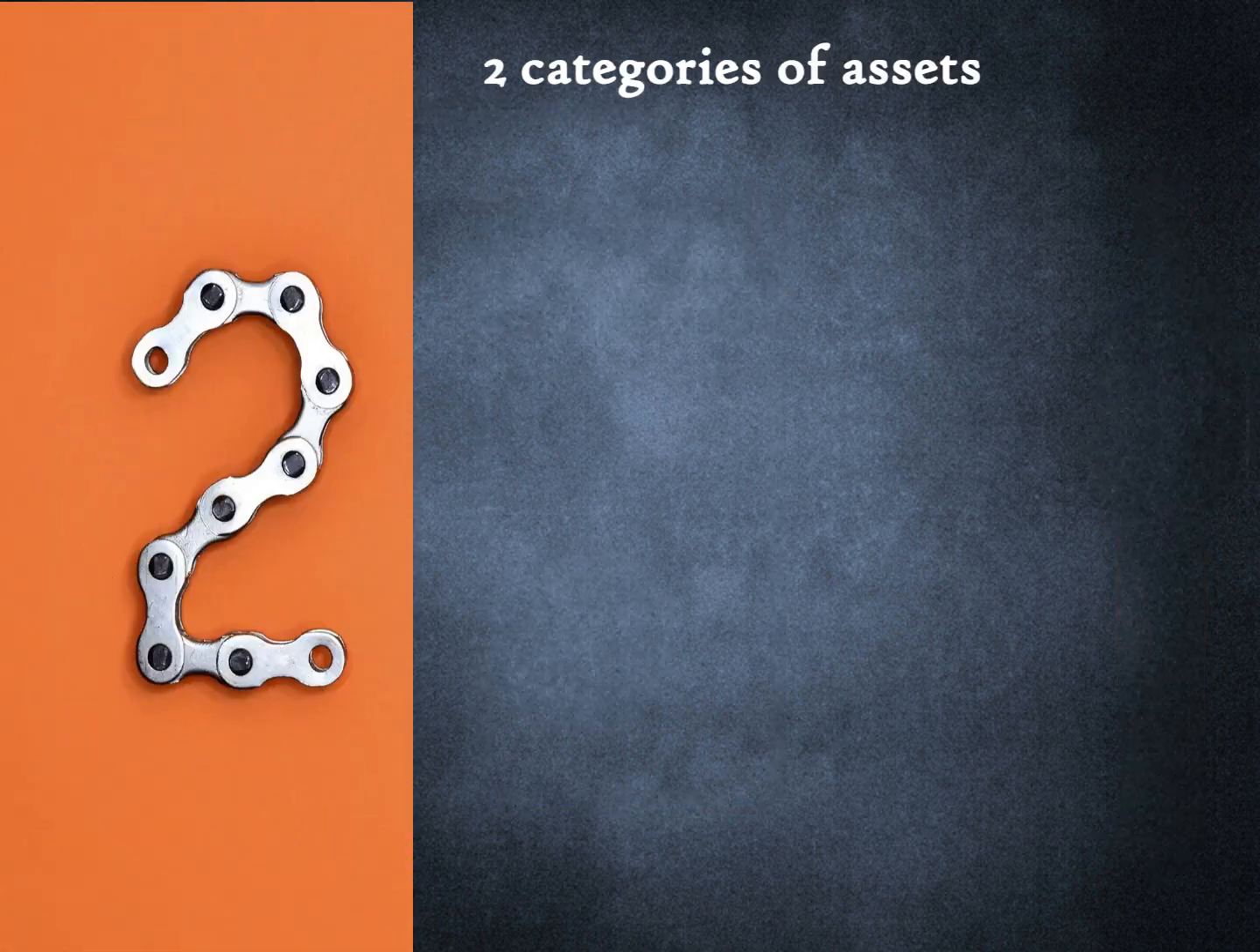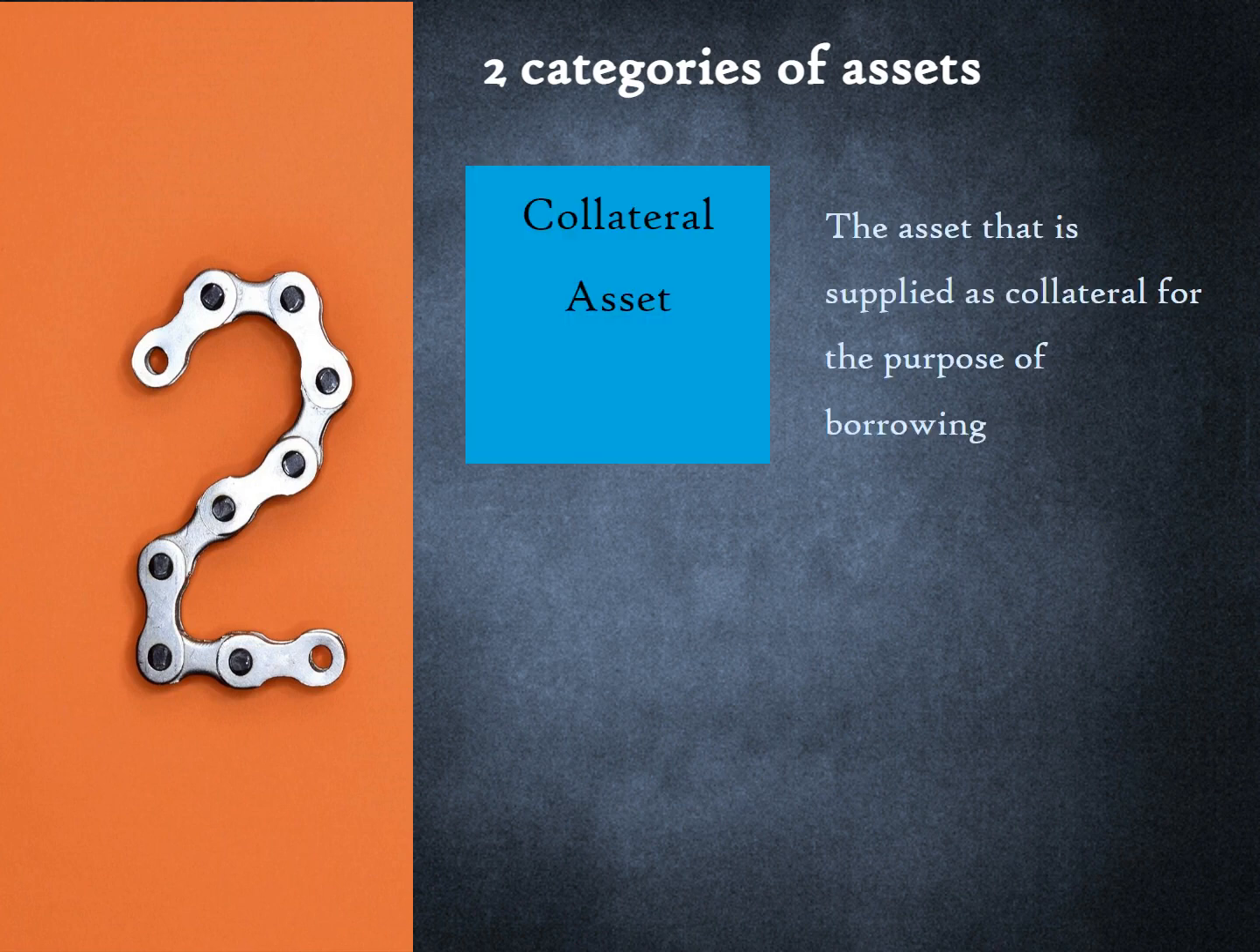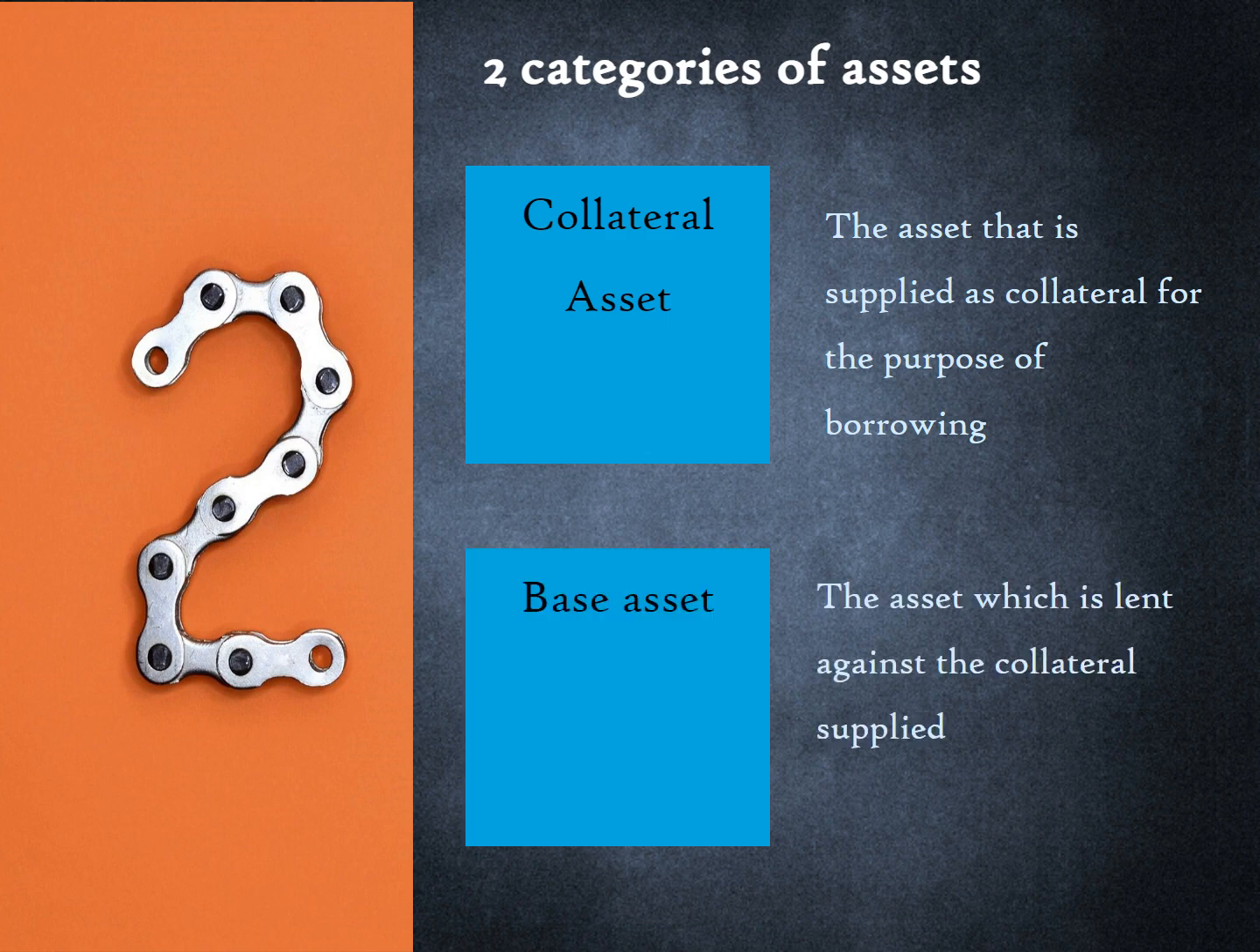2 categories of crypto assets are being supplied to the Compound protocol. One category is the collateral. In the example we just reviewed, the collateral asset was Ether. The second category is the base asset, which is the asset being lent against the collateral. In our example, the base asset was the stablecoin USDC.